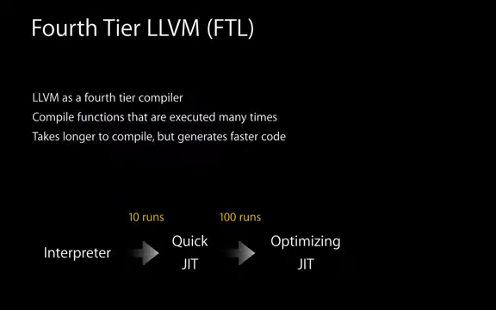So we're adding LLVM as a fourth-tier compiler to WebKit. Functions that run many, many times are now compiled with LLVM. And LLVM is tuned for making the most out of your code, for really trying hard to optimize your code and to generate excellent code quality. And again, there's a trade-off between compile time and the quality of the code. So WebKit really waits for you to execute that function many, many times, as you do in compute-intensive applications that you run in the browser.